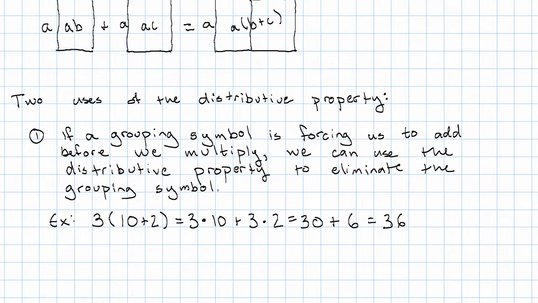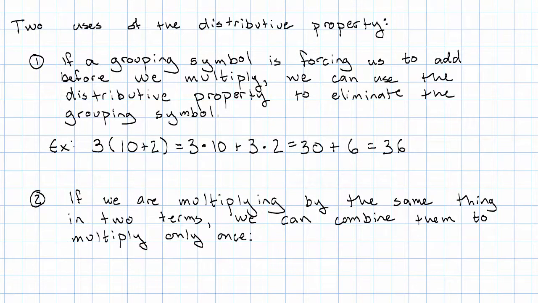The other way that we can use the distributive property is exactly the other way round. If we're multiplying by the same thing in two places, we can combine them to multiply only once. So, for example, suppose I had 71 times 83 plus 71 times 17. That doesn't look like particularly fun arithmetic to do. But watch what happens if I use the distributive property to combine these.